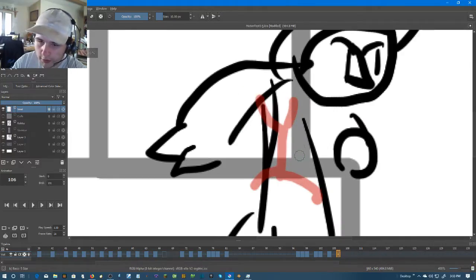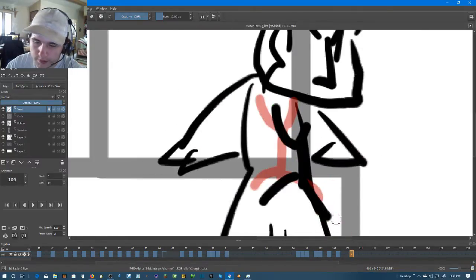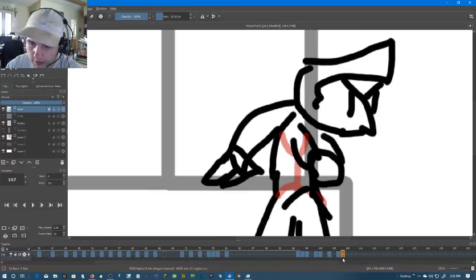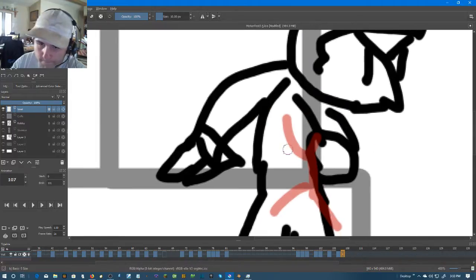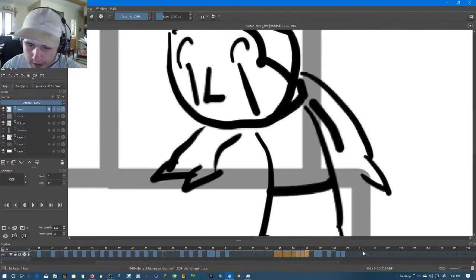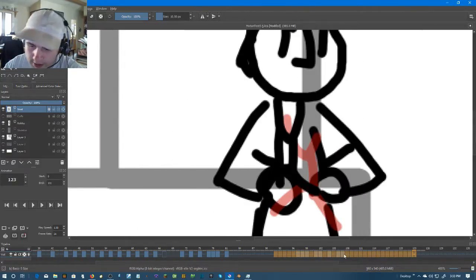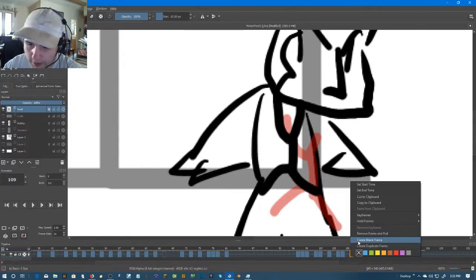That's gonna be one weird twist of the spine. Take a look at that. Okay, that's gonna be weird. Let's see how weird that looks. Nah, it doesn't look weird. I'm gonna roll with it.